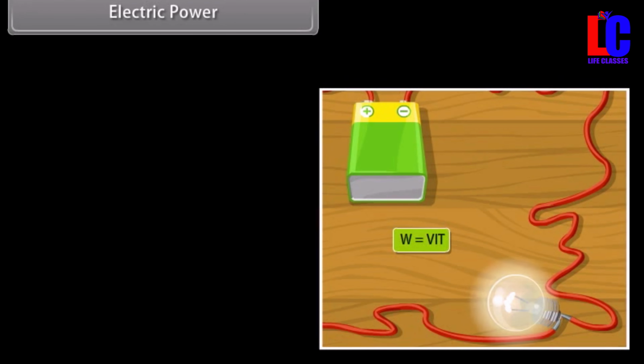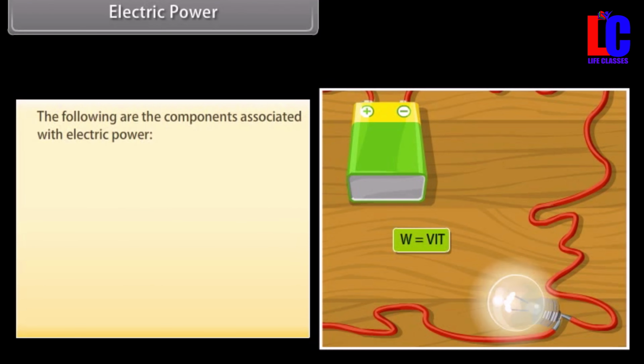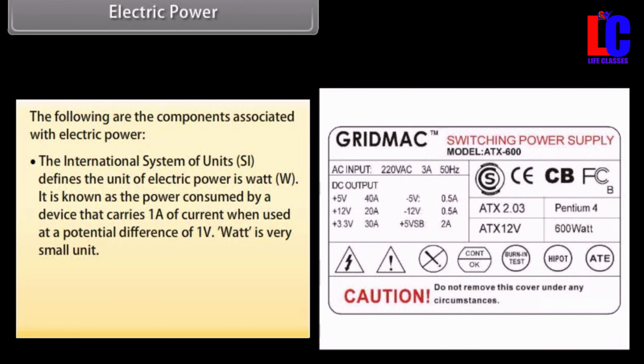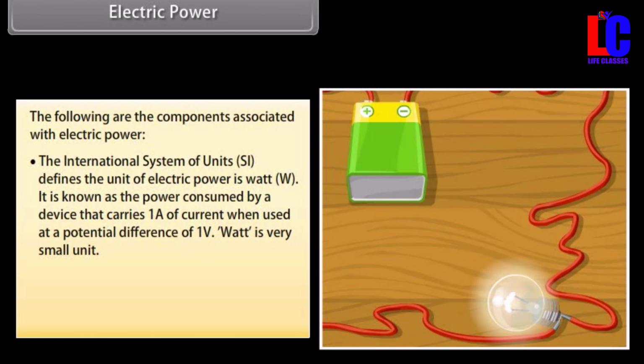Electric power. Electric power is the rate at which electric charge is transferred by an electric circuit. This is commonly known as electric power. The following are the components associated with electric power. The International System of Units, SI, defines the unit of electric power as watt, W. It is the power consumed by a device that carries 1A of current when used at a potential difference of 1V.